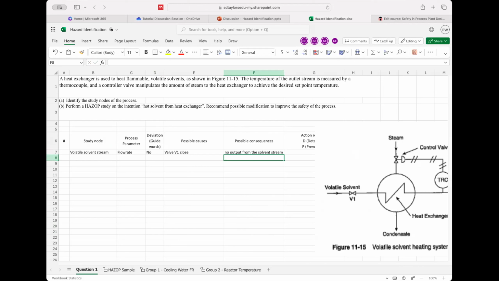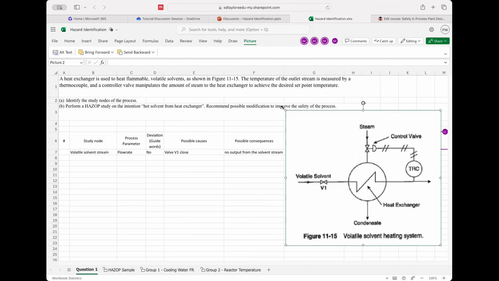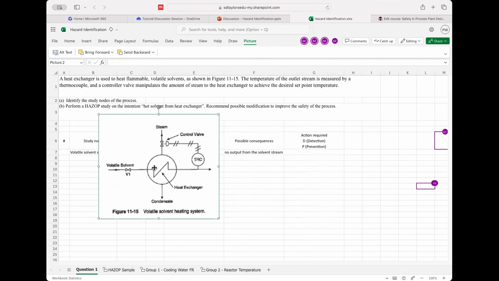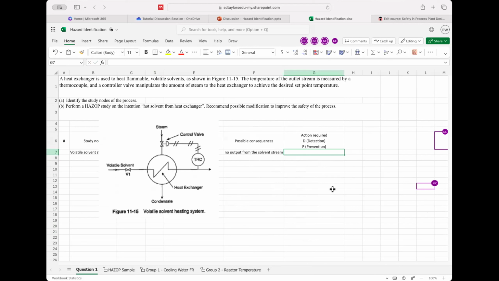If we want to go into more detail, when you have no output, what could go wrong? If you know the next process, then you can put in the consequences or the impact on the next process. But at this moment, we have no idea what our next process is here. So we'll just stop there. There's no output. So how are we going to detect this, or how are we going to prevent this from happening? We always put a P for prevention, D for detection.